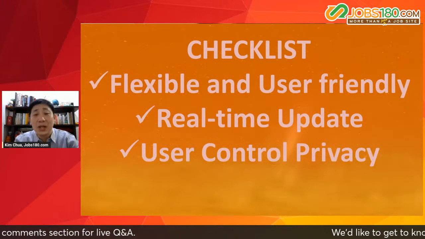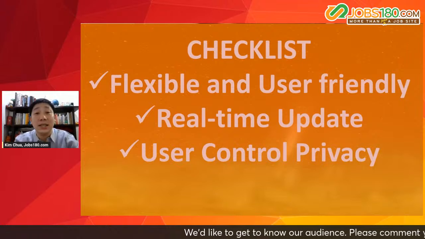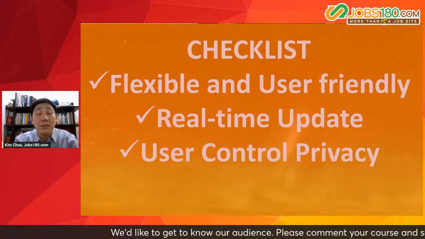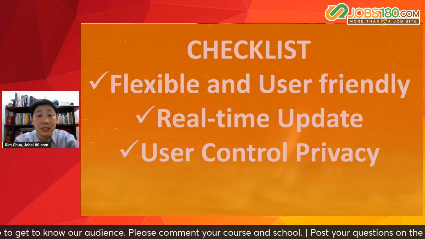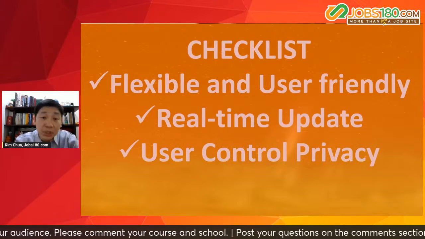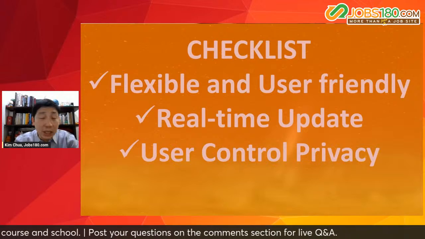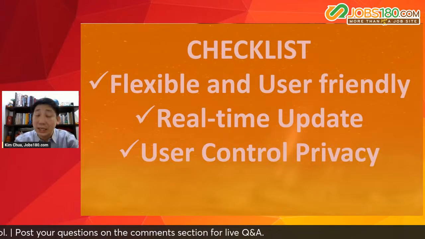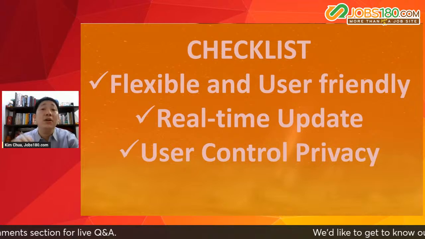Okay? And so I go back to the checklist. Ultimately, if you follow these 3 checklists, I think you are making sure that your information is secured when you submit to the companies. The tool has to be flexible, has to be user-friendly, just like Resume Link. It's real-time update. You control anytime you want the information to be seen or to be hidden from public.